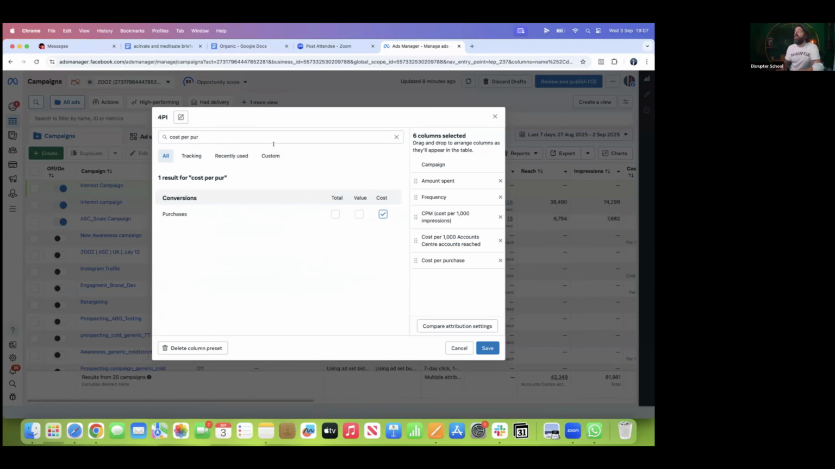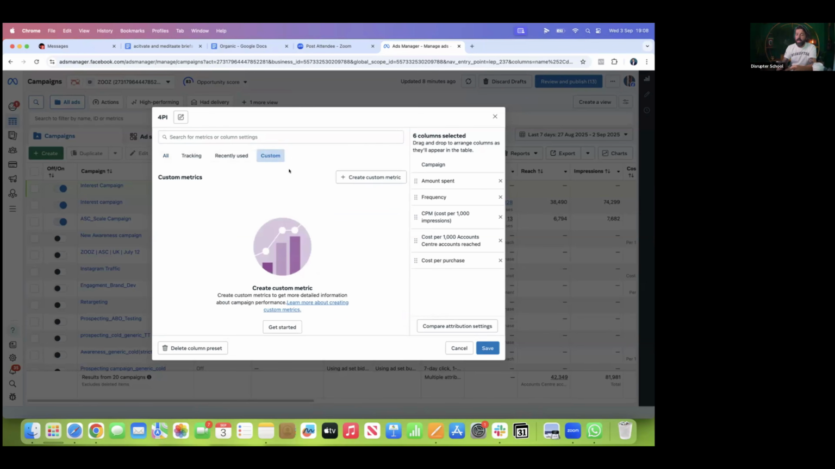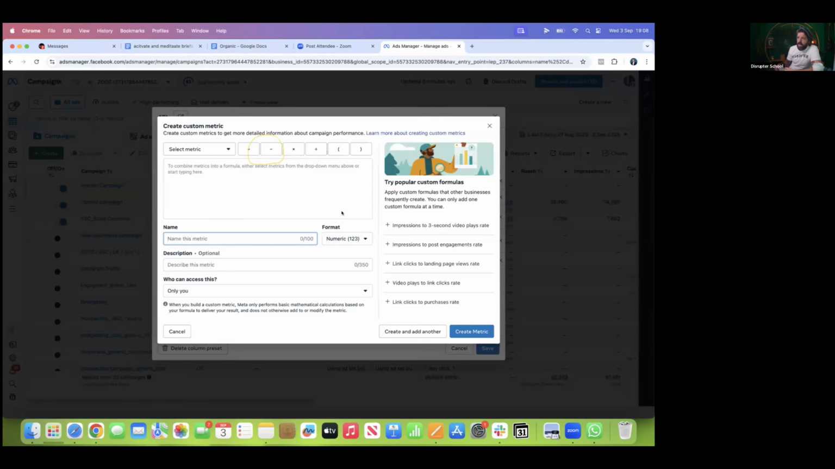Awesome. Now, do me a favor, go to custom. Right below where your mouse is, the custom function. At the top, it says all tracking, recently used, and custom. And here, let's hit create custom metric. And we're going to call this one GPT. So that could be the name. Yep, GPT. And then the description is going to be gross profit per transaction.